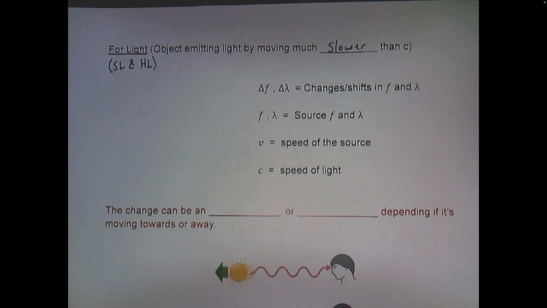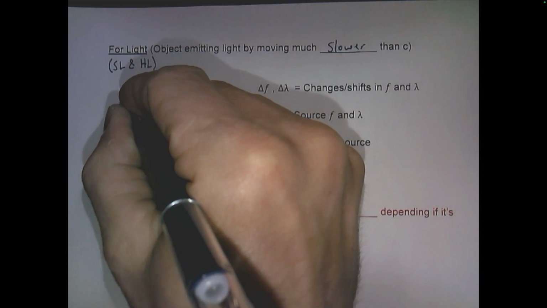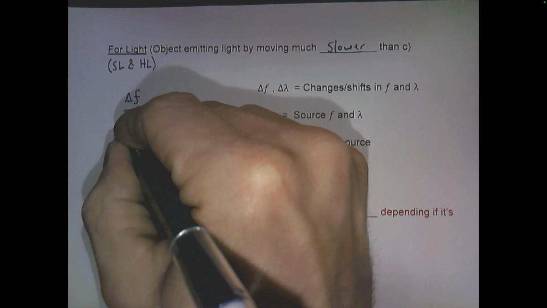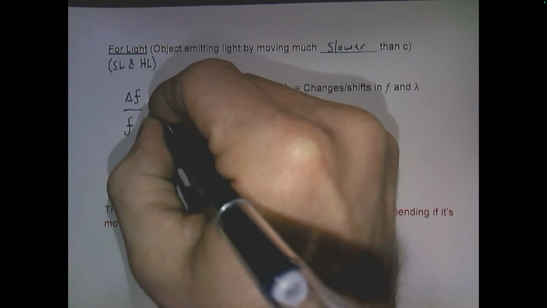We haven't gotten into relativity yet for things that are starting to move close to the speed of light, but for regular objects, like headlights of a car, or something that's moving much slower than the speed of light, there's a Doppler equation for the shift of light. And this one's on the IB data sheet as well. And it's written like this.